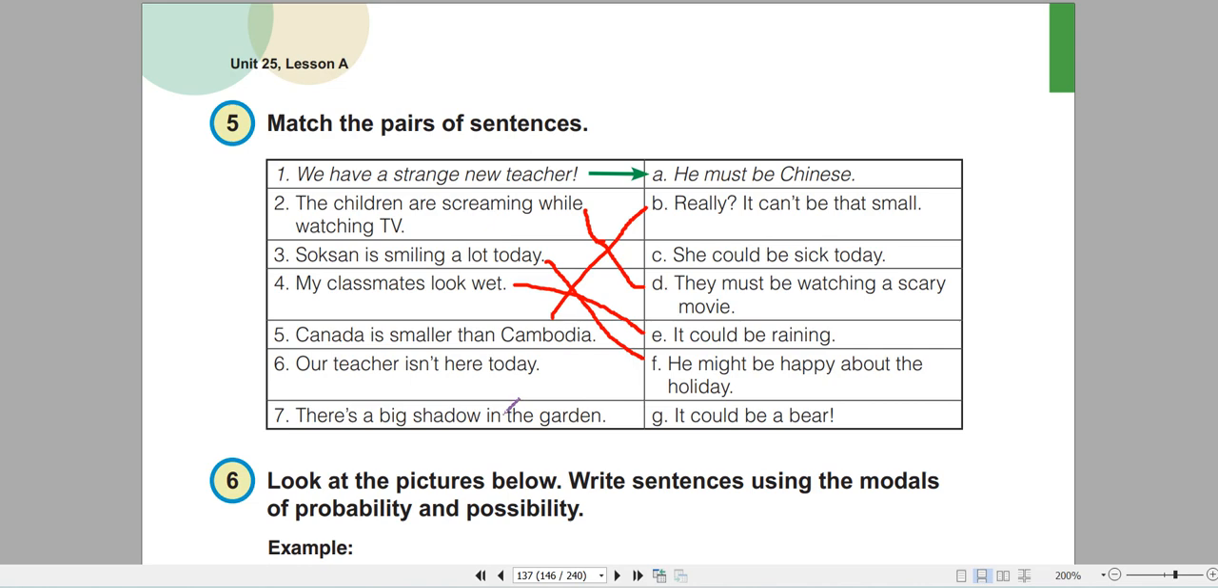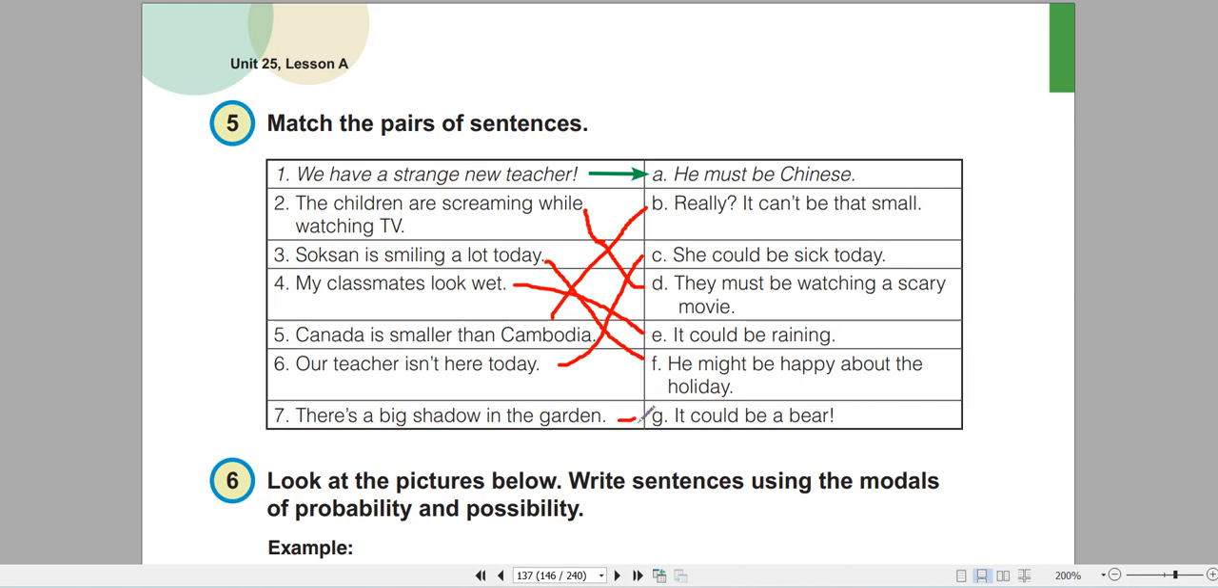Our teacher isn't here today. She could be sick today. Yes, this one. Okay. So in the last one, there's a big shadow in the garden.